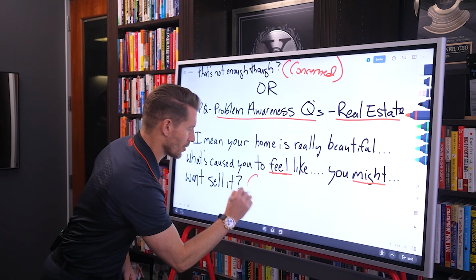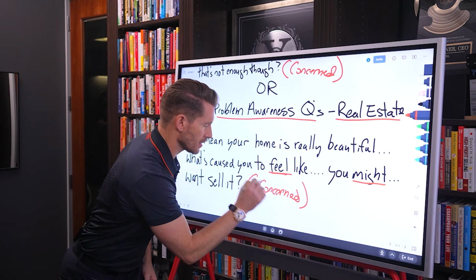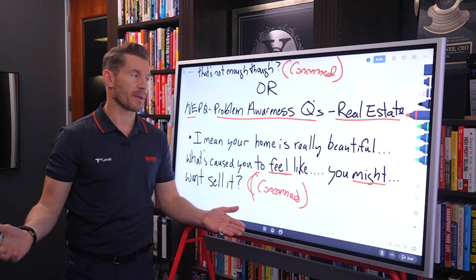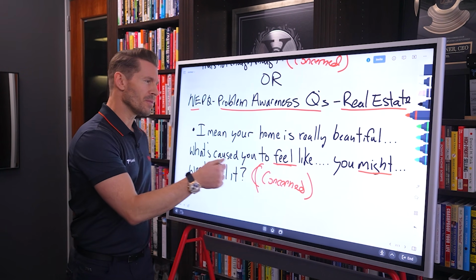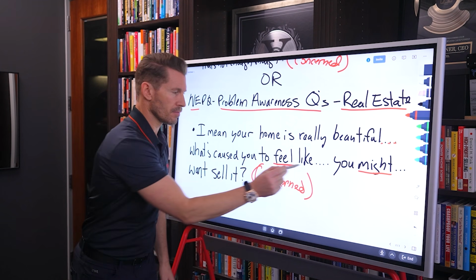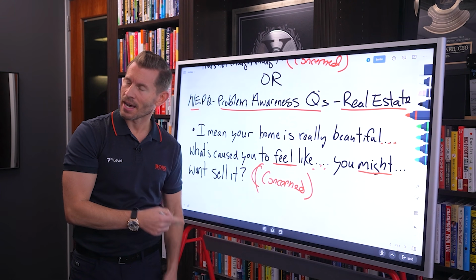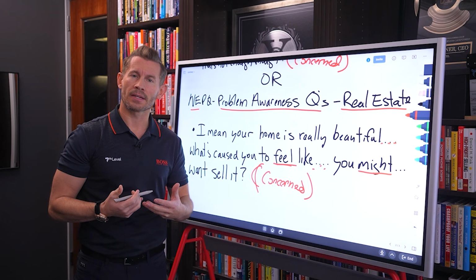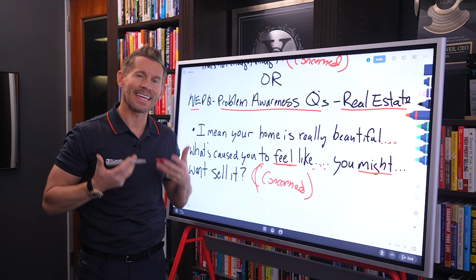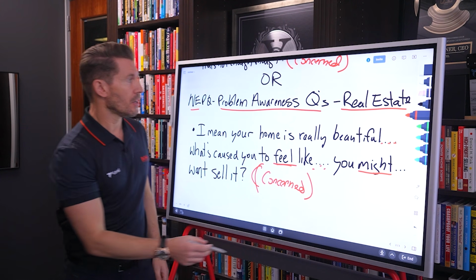See? Concerned tone, okay? Well, I mean, it's really beautiful, but the reason why we're wanting to sell it is, and they start to expand their pain, all right? I mean, your home is really beautiful. Pause. What's caused you to feel like, verbal pause, you might want to sell it, okay? That causes the prospect to internalize and think deeper about the question I just asked. Are you with me so far? Okay, let's keep going here.